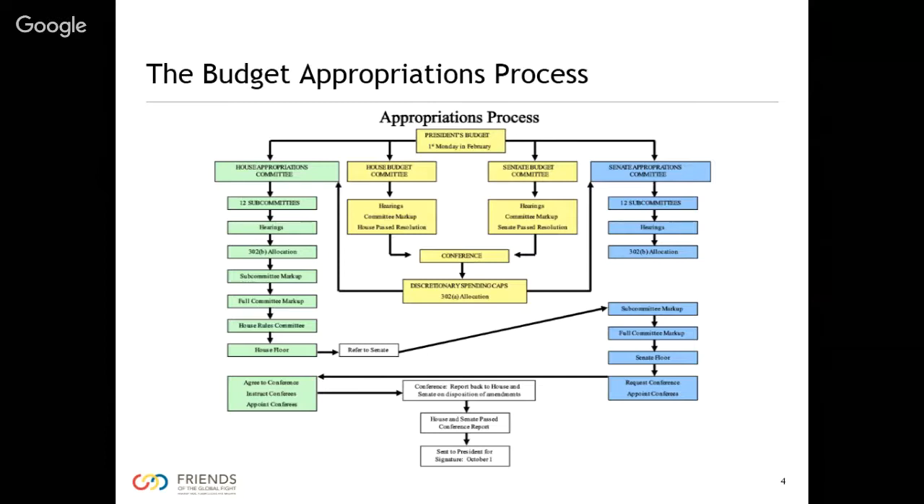For example, the bill that covers global health programs is the State Foreign Operations and Related Programs Appropriations Bill, and it covers USAID, the State Department, and a handful of multilateral funding streams like the Global Fund and Gavi.